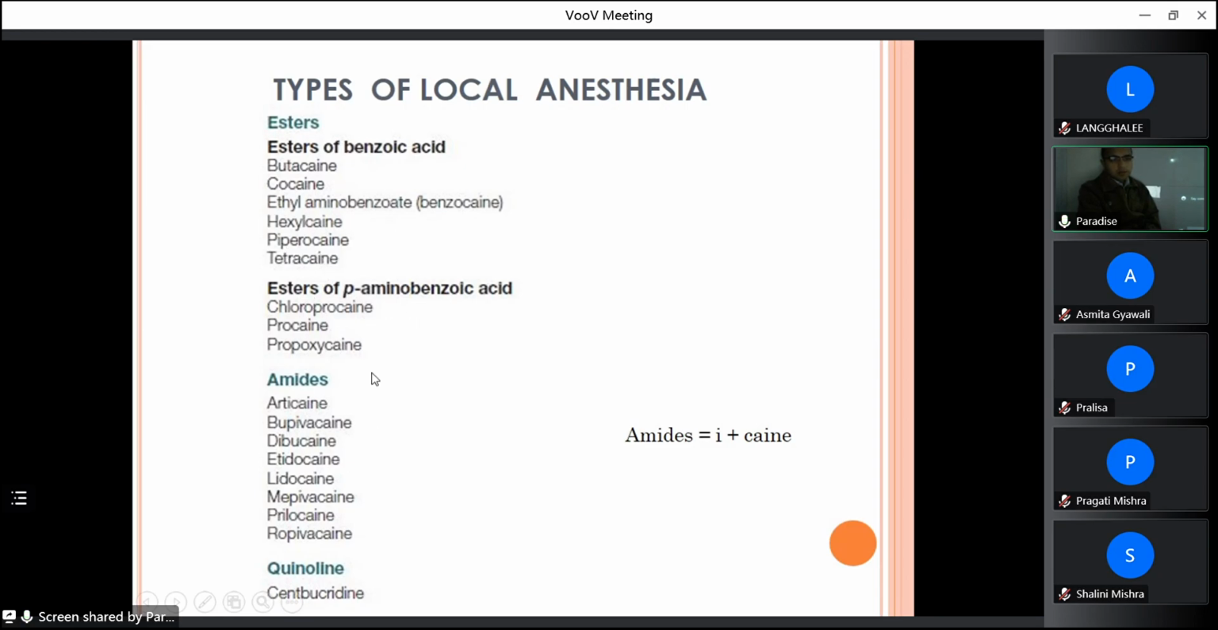Though you have to remember or know all these names, commonly we use only lignocaine and bupivacaine. Bupivacaine is a long-acting local anesthetic, so we generally use it during major surgery. Even after giving general anesthesia, we give infiltration using bupivacaine because it is long-acting. And in case of all minor surgical procedures, we exclusively use lidocaine. Sometimes we use benzocaine as topical anesthesia, but nowadays lidocaine is also available in the form of gel, ointment, and spray. So for topical anesthesia, we can use lidocaine.